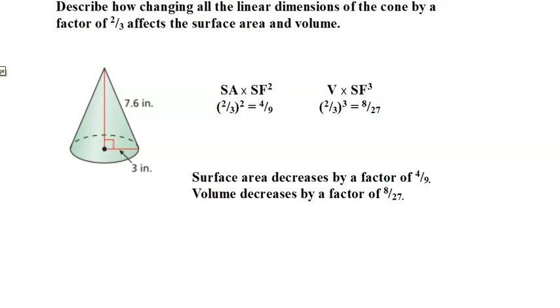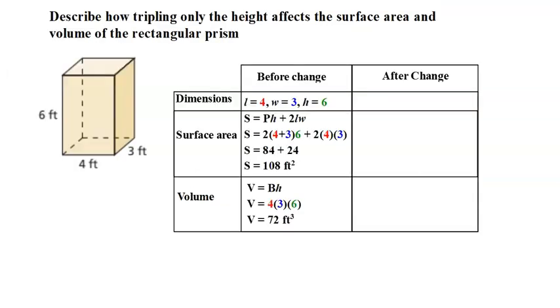You multiply everything by the same number. What happens if you don't? All right, so let's take a look at this. Describe how tripling only the height affects the surface area and volume of our prism. So this is the same prism we had before, but now we are only going to triple the height. We're going to leave the length and the width the same. So here's our originals. And now we have a length that is still 4, width still 3, but now the height is 18. So we take a look at our formula.